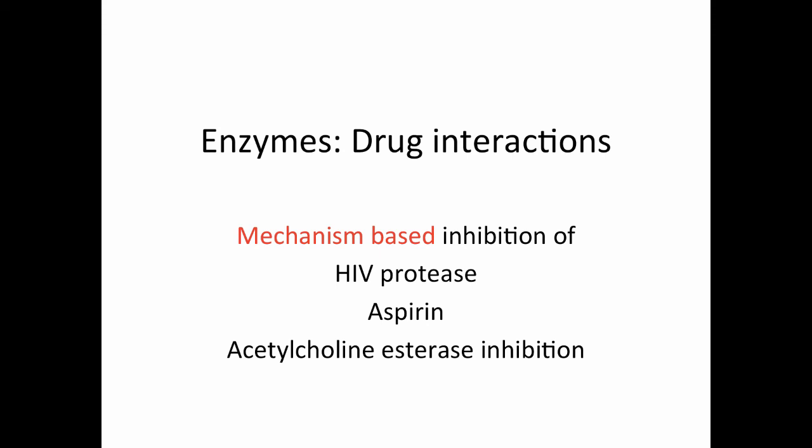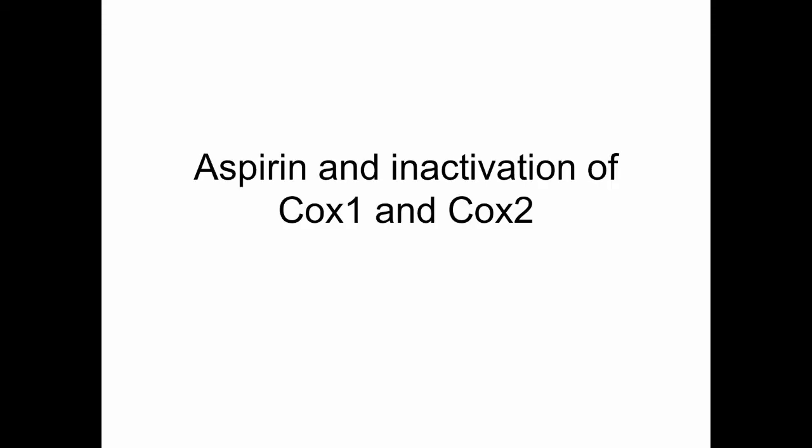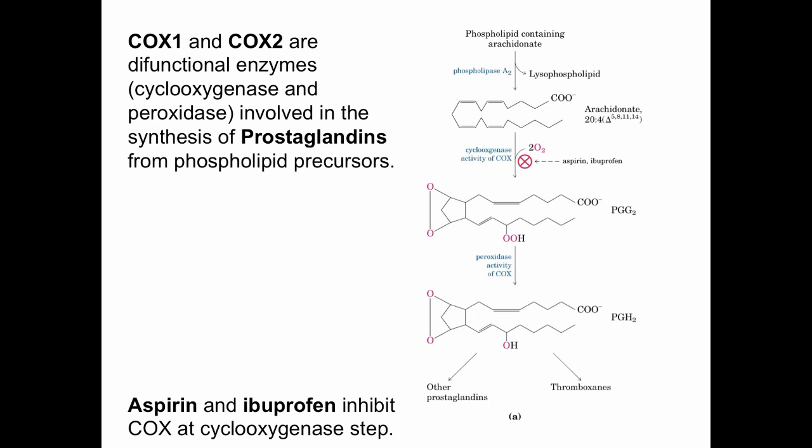The first drug I will describe is aspirin and how it inactivates the COX-1 and COX-2 enzymes. COX-1 and COX-2 are difunctional enzymes, meaning that they have two catalytic activities. They're both cyclooxygenases and peroxidases. COX-1 and COX-2 are involved in the synthesis of prostaglandins from phospholipid precursors.